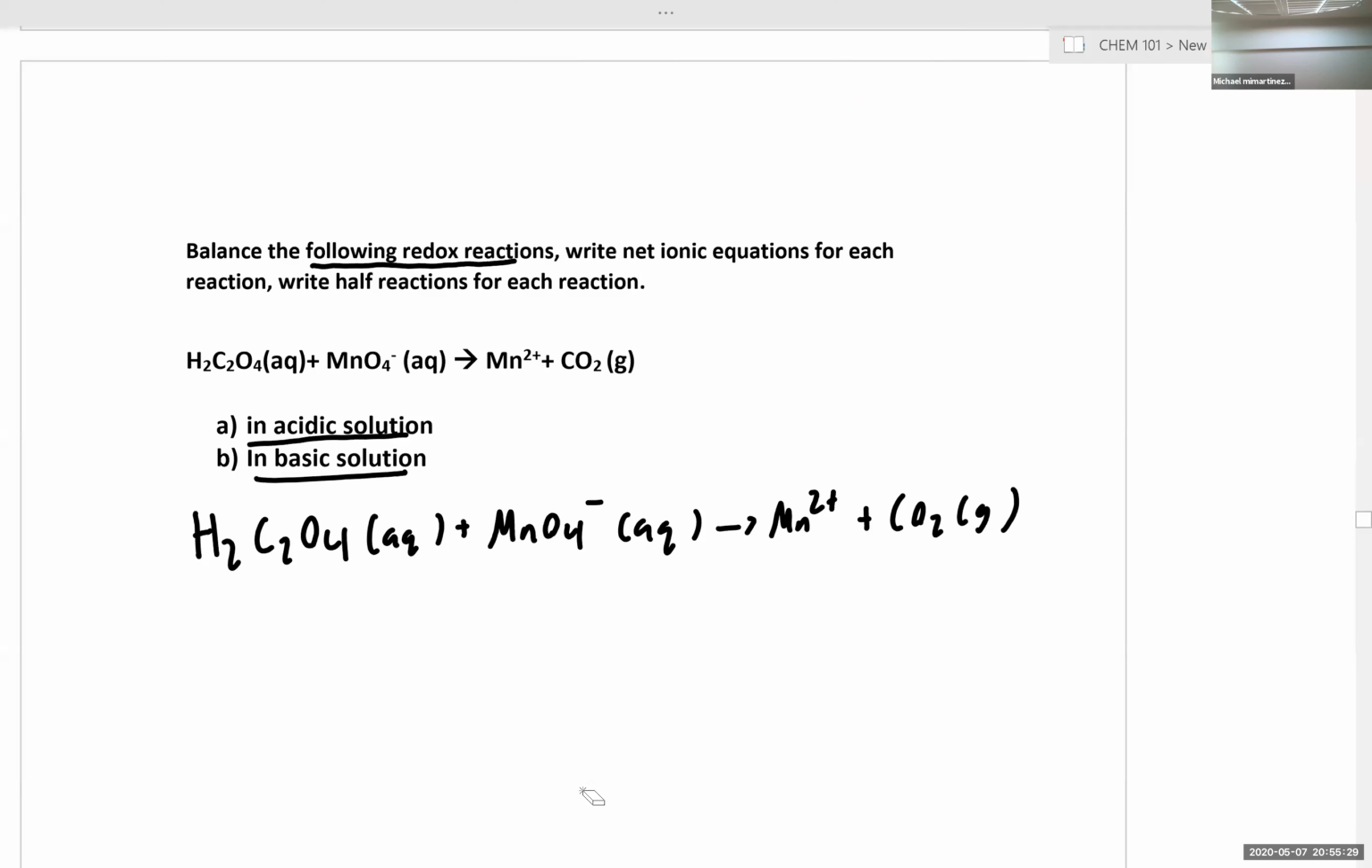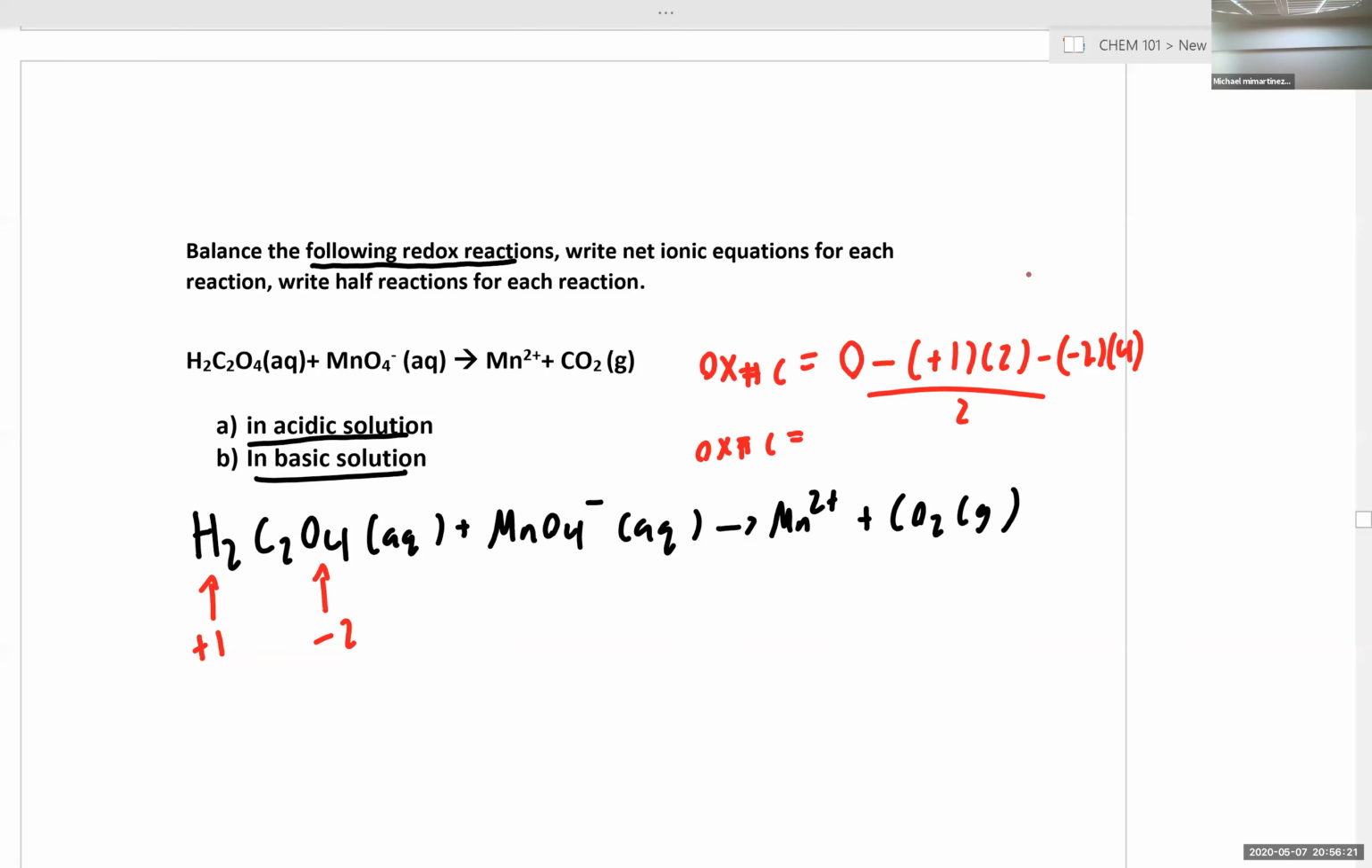Let's start with the easy ones. What's the oxidation number of hydrogen typically? +1. What's the oxidation number of oxygen? -2, yep. Now, to solve for the oxidation number of carbon, we're going to take our total charge, which is 0, minus the oxidation number of hydrogen times the number of hydrogens, minus the oxidation number of oxygen times the number of oxygens, divided by the number of carbons. And that in turn gives us an oxidation number of carbon of +3.